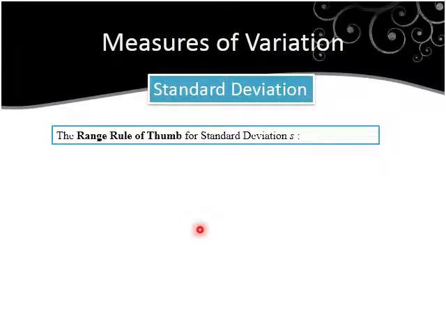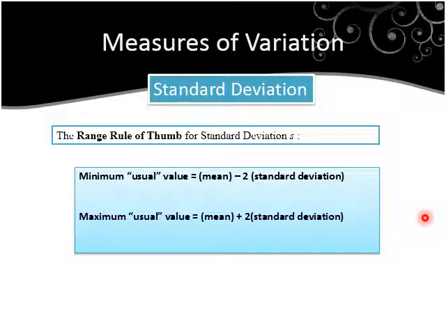The range rule of thumb for standard deviation of a sample is that the minimum usual value, or the smallest usual value that would appear in a data set, would be the mean of the data set minus 2 times the standard deviation of the data set. And the maximum usual value that would appear in your data set would be the mean plus 2 times the standard deviation.